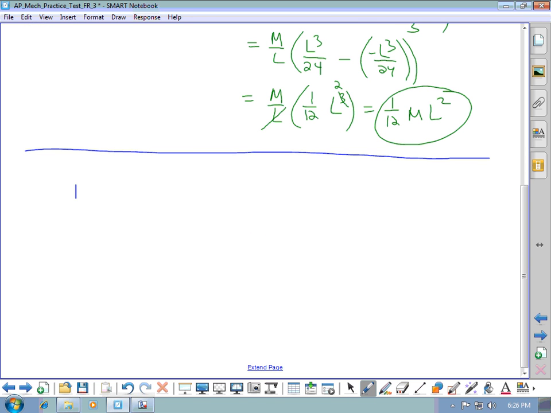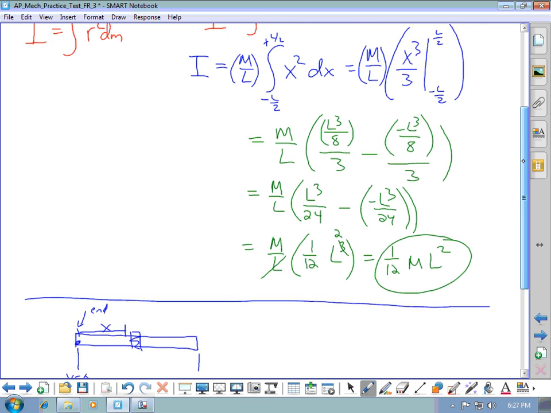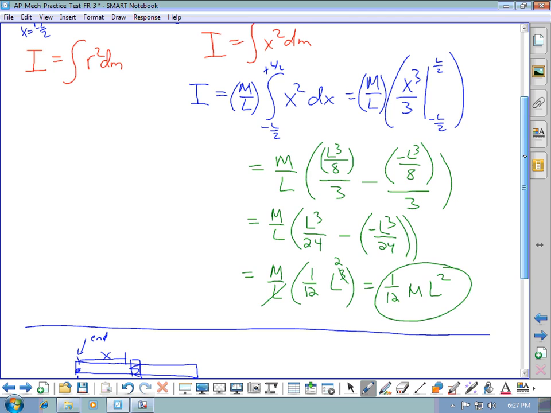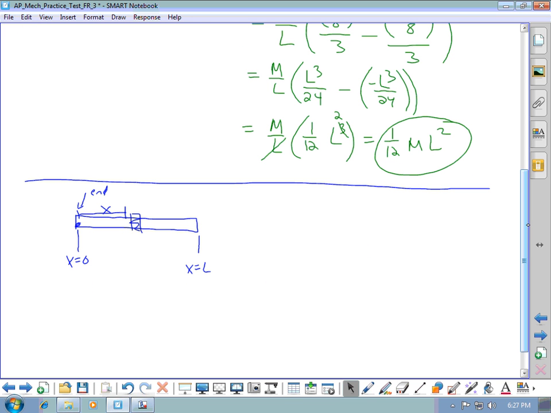If you wanted to do the rod about its end, the only difference is x equals 0 is going to be at the one end of the rod, and x equals L is going to be at the other end of the rod. X is your distance to this end of the rod. So instead of integrating from negative L over 2 to L over 2, you're going to integrate from 0 to L. But it's going to be the exact same function. You're going to be integrating x squared dx with m over L out front. All of that setup is going to be the same.